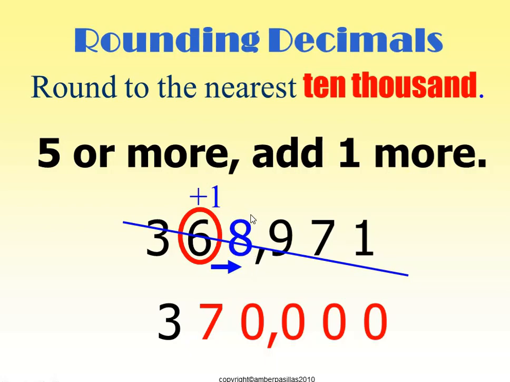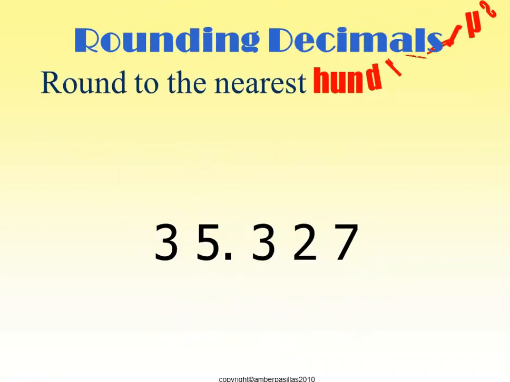Actually, it's more than 5, so it can give the 6 a 1, but don't forget that all of the numbers to the right of the circled or rounded number will be 0. So here all of them will be 0 and 6 will be 7. What about the numbers to its left? Nothing will be changed. They will stay the same. So you will say it's 370,000.